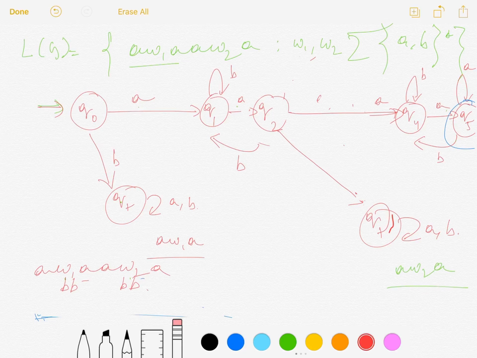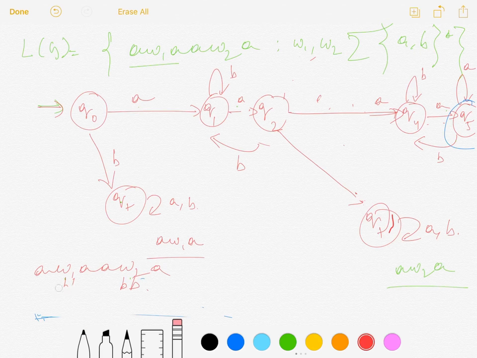So if it gets an A, it comes to Q1, and after that if it gets any number of B's, it will remain in Q1. When it gets 2 A's, it goes to Q4, and at Q4, if it takes any number of B's, it will remain in Q4. After that, when it gets the last A, it will remain in Q5.